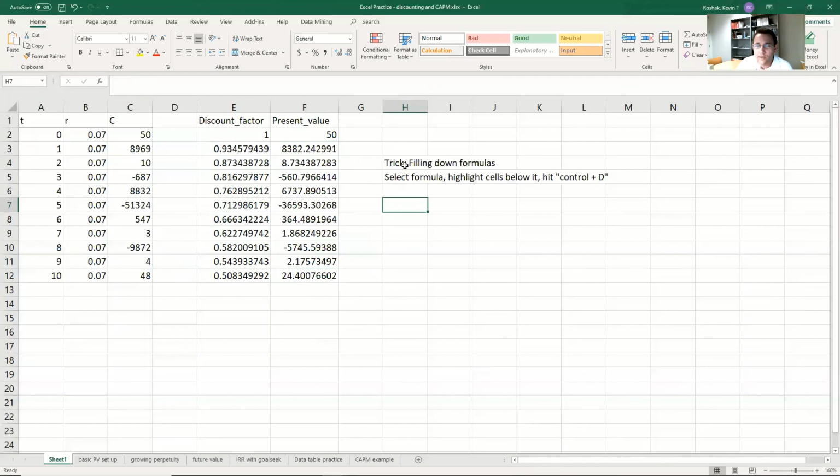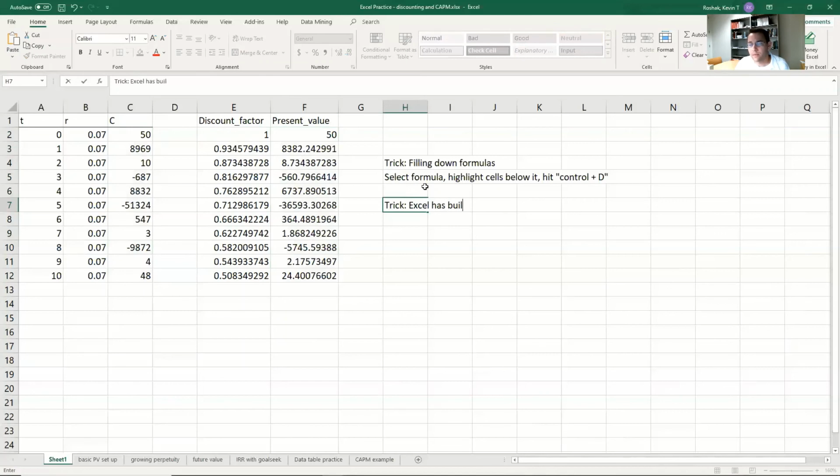Now we're not quite done yet. We want to know what's the value of all of these cash flows. What we've done so far is calculate the present value of each individual cash flow. So how can we get the sum of everything? Here's another trick.